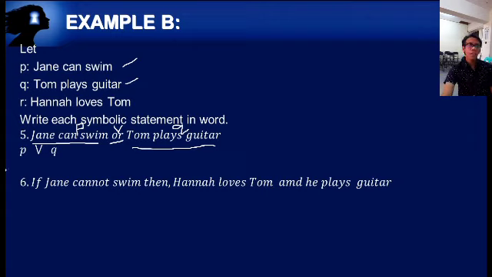So, for number 6: if Jane cannot swim. If the statement is Jane can swim, the given becomes Jane cannot swim. In the first statement there is an if, so for the then part there is an arrow. Hannah loves Tom, statement R, and he plays guitar. Of course, only Tom is being talked about right after this statement, so he plays guitar is Q. So, therefore, that is negation P, conditional R, conjunction Q.